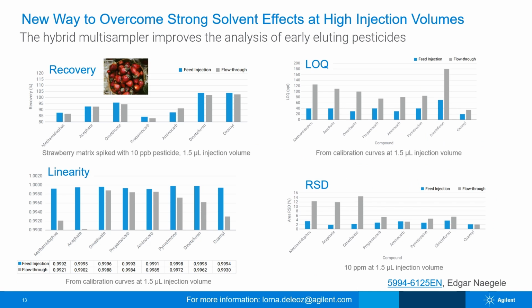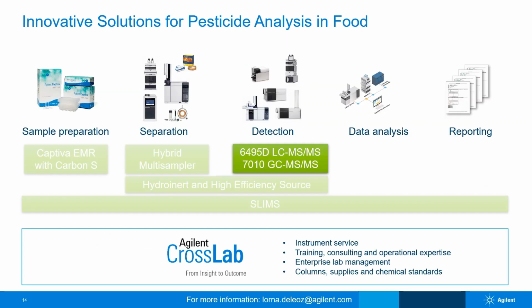Not only are the peak shapes better, but if we look at the blue bars in these four graphs, we see that the feed injection has good pesticide recovery in strawberries. It could reach lower limits of quantitation, or LOQs. It has great linearity, and it has lower relative standard deviations for the early eluting pesticides. So our next innovation is on detection using our ultra-sensitive mass spec.